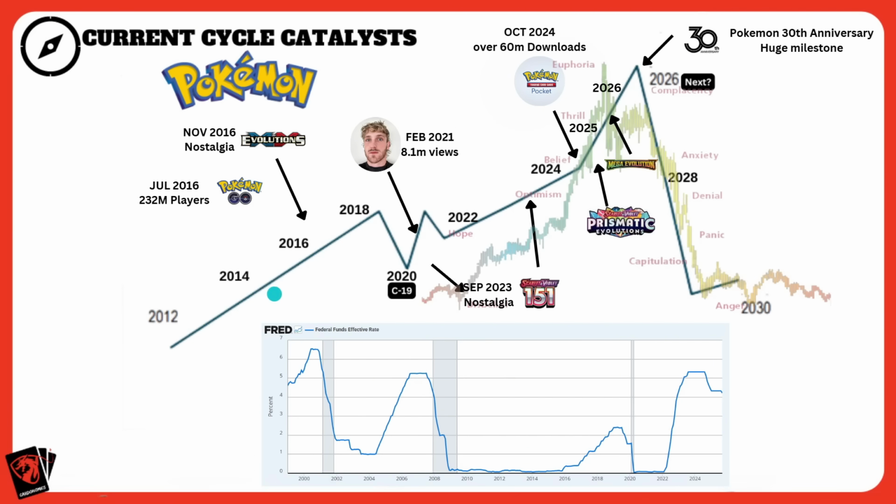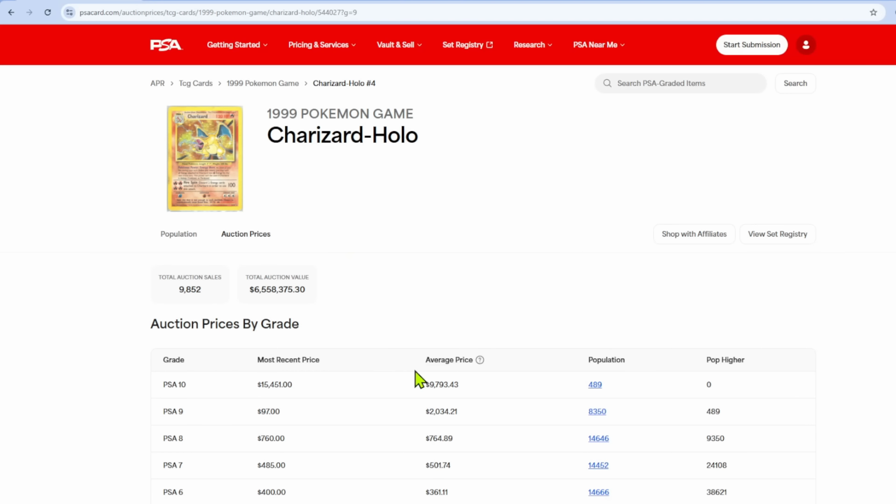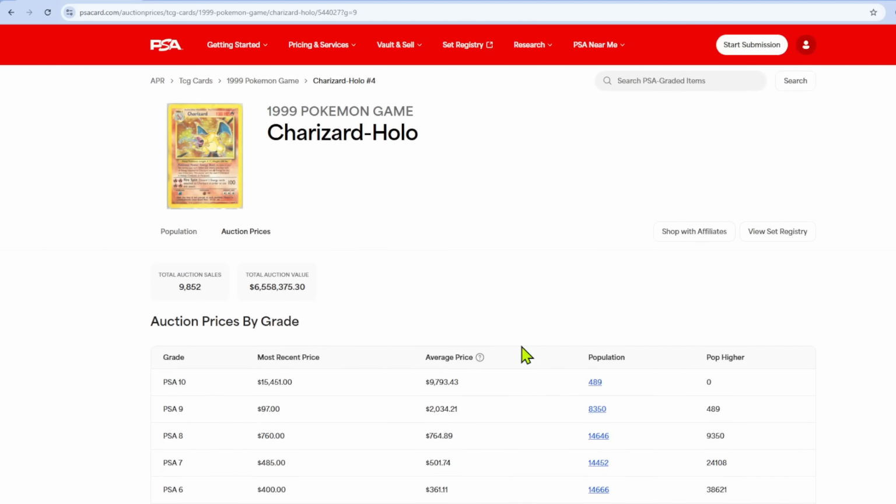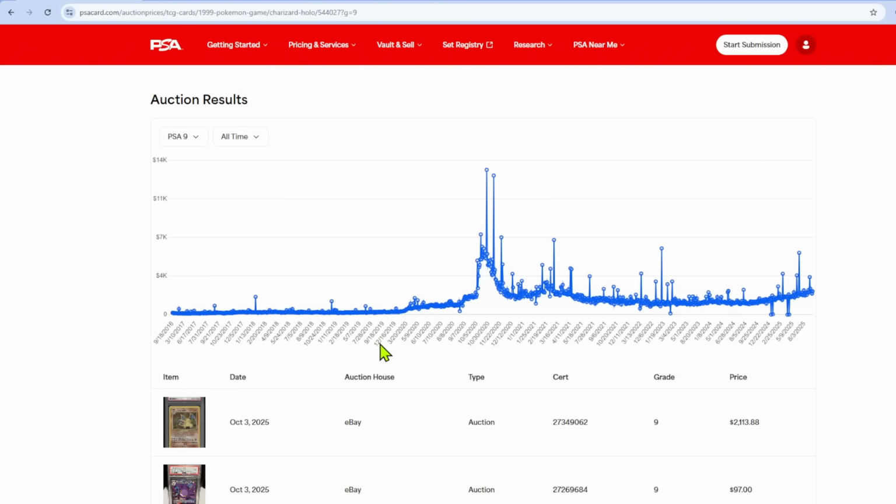We're going to go on to cards next. And I want to start with the Charizard Holo from 1999, base set unlimited. Again, I'm going to point out two important metrics here. One is population, PSA 9, 8,350. I'm going to focus on PSA 9 for the purpose of this video. We see not much happening here.